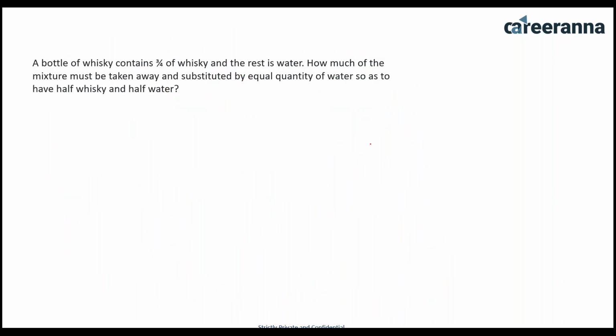Next question, please solve it. Guys, we have to explain every question 3 or 4 times. Please be very quick. A bottle of whiskey contains 3 by 4 of whiskey and the rest is water. How much of the mixture must be taken away and substituted by an equal quantity of water so as to have half whiskey and half water? It's a very easy question, guys. I can take it in mixture and alligation as well, but I'll do it with the ratios.